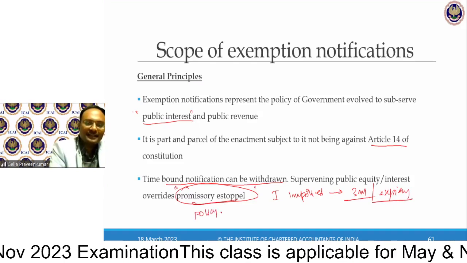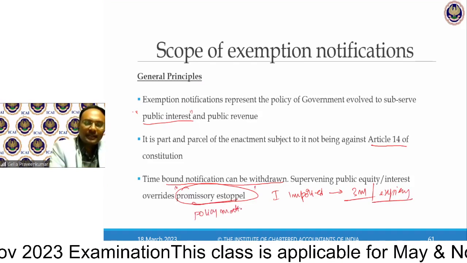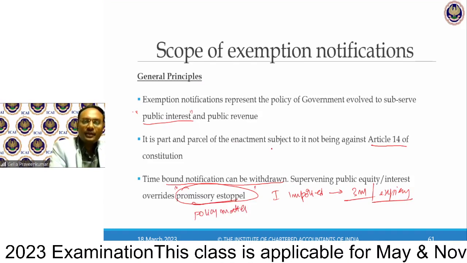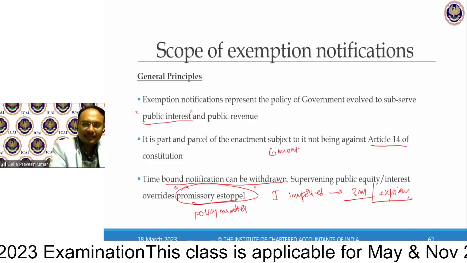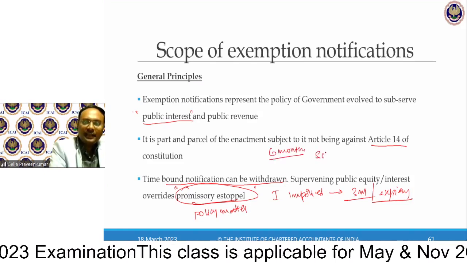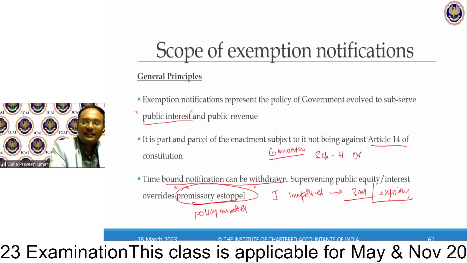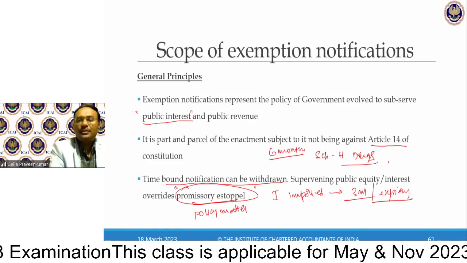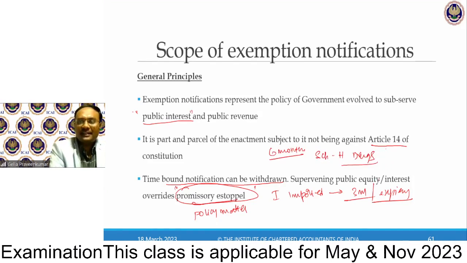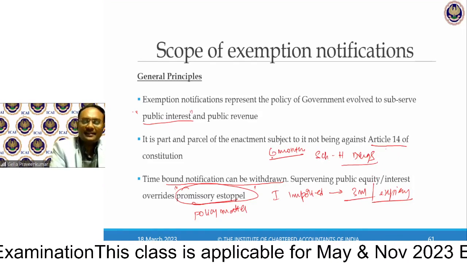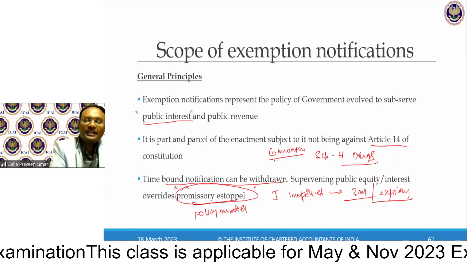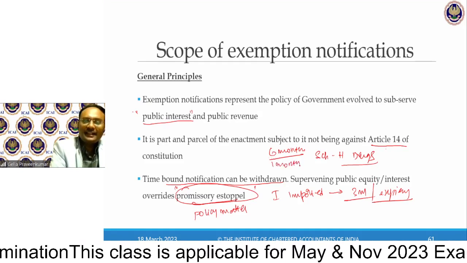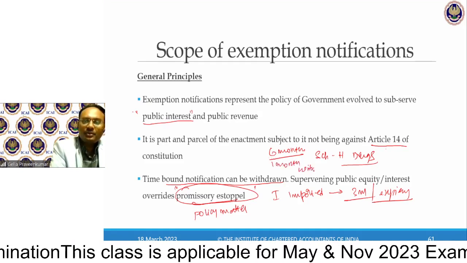I'll explain this. For a moment, the government has come with an exemption notification for, say, 6 months, saying that for any Schedule H drugs, I give a concession rate. Now, government felt that there's a lot of misuse happening in this particular pharmaceutical industry. I have given 6 months, but after 1 month, government decides to withdraw.